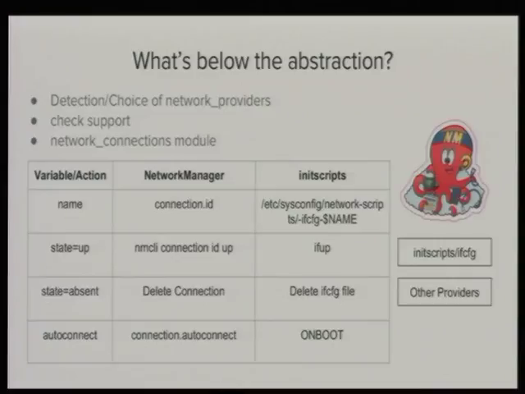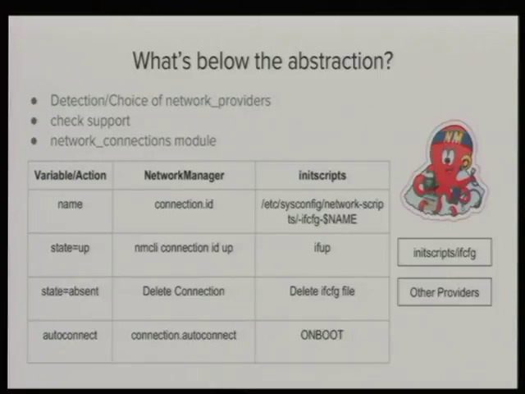If you look at this table, there are many more, but it's a high level view of things that happen under the covers when you have a role like Thomas was showing. A name corresponds to a connection ID if NetworkManager is used, and if init scripts is used, it's basically the config name, the ifcfg file name. When you just say state up, it'll underneath call nmcli connection up with the connection ID, and in terms of init scripts, it'll basically do an ifup.